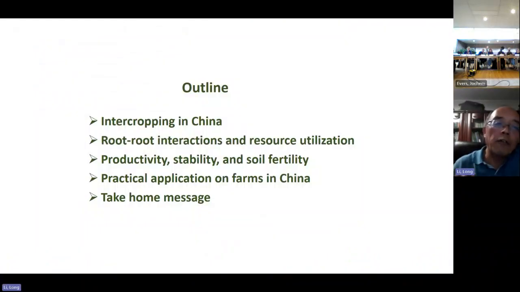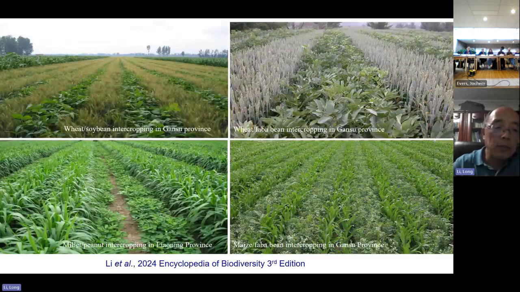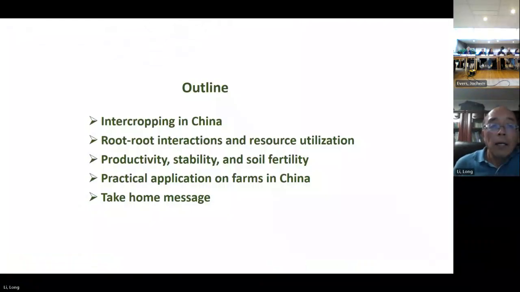There are lots of kinds of intercropping. If you are interested in that, I think you can read the paper, also a chapter from the Encyclopedia of Biodiversity, 2nd edition and 3rd edition. We have lots of pictures in that chapter of the book. That is intercropping in China. Next, I would like to show some root interaction and resource utilization.